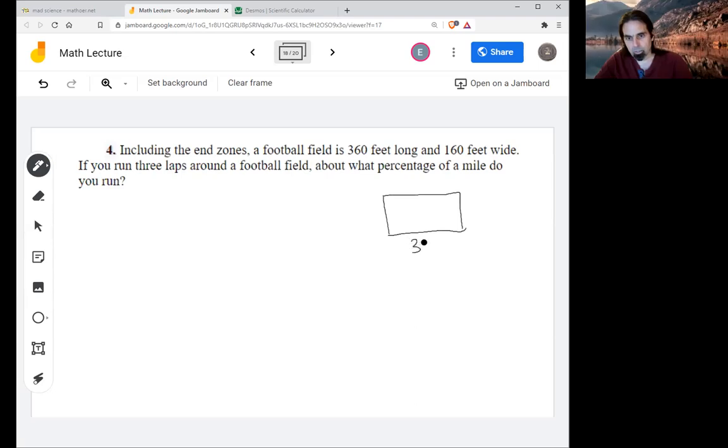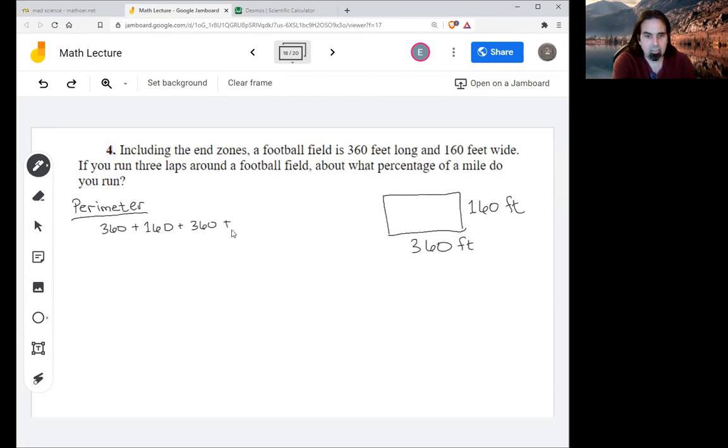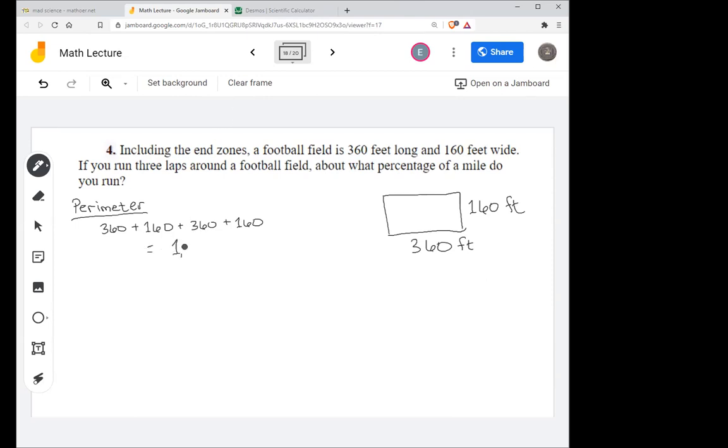A football field with the end zones is 360 feet by 160 feet. So what's our perimeter going to be? 360 plus 160 plus 360 plus 160. Which is what? Do you have a calculator to do that? I got 1040.